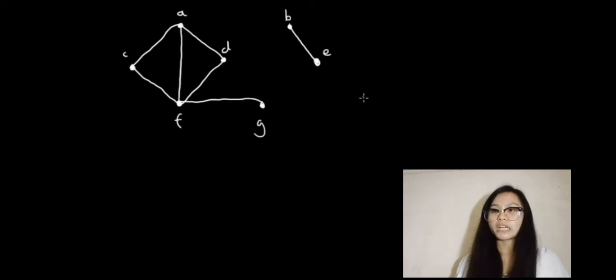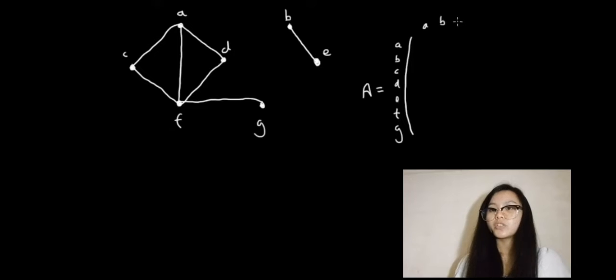Okay, so we start with the adjacency matrix. So I have 1, 2, 3, 4, 5, 6, 7. So I'm gonna have 7 rows in my adjacency matrix. Okay, I'm gonna have 7 columns. I'm gonna label the columns as well. Okay, so start with vertex A.